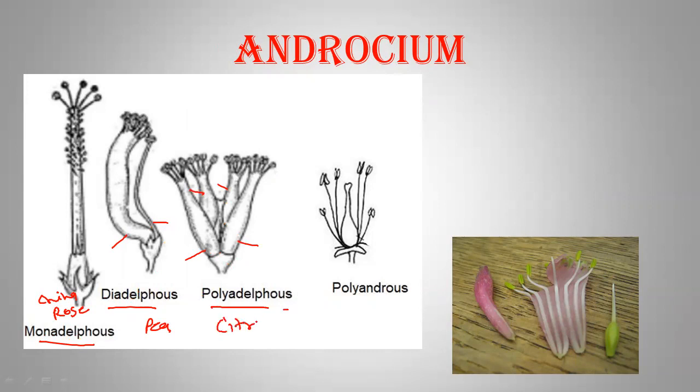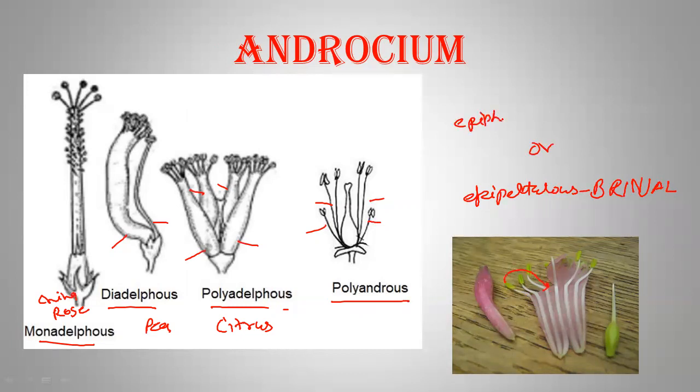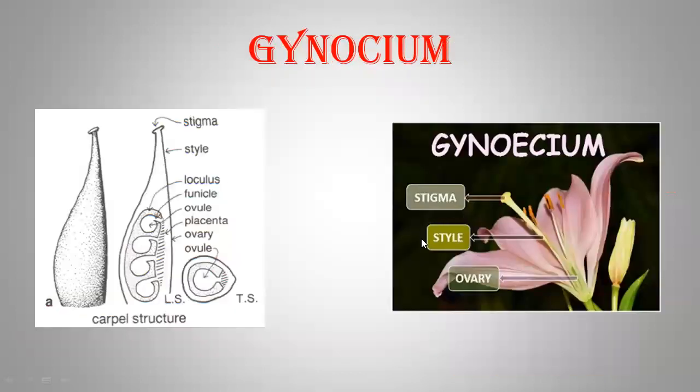Example is citrus. And when stamens are free from each other, that is called polyandrous. And when stamens are attached to the petal, that is called epipetalous. Example is brinjal. Or epiphyllous when attached to the perianth. Example is lily. Next is gynoecium.